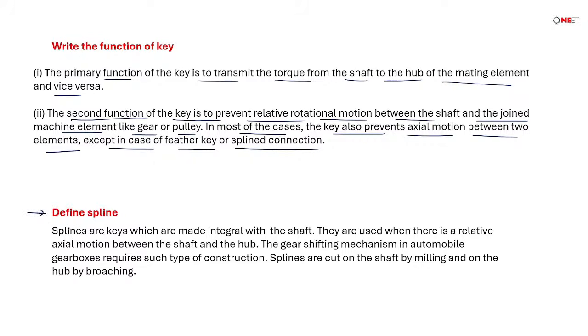Next is define the spline. Splines are keys which are made an integral part of the shaft. They are used when relative axial motion between the shaft and hub is permitted. The gear shifting mechanism in an automobile makes use of the spline. Gearboxes require this type of construction. Splines are cut on the shaft by milling and in the hub by broaching.